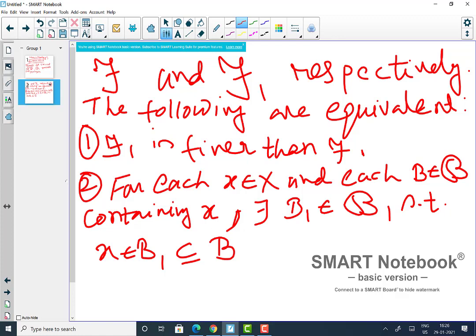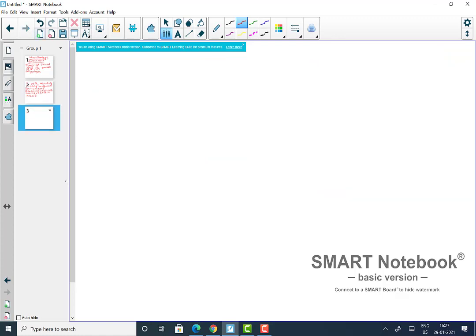What does that mean? Whenever you have a point and a basis element of the first topology, you have another basis element of the second topology which contains the point and is also inside the basis element. So these two are equivalent. That means to prove that something is finer than something, it is enough to find this condition on basis elements. Now this kind of condition obviously requires a proof, so I will prove this properly.